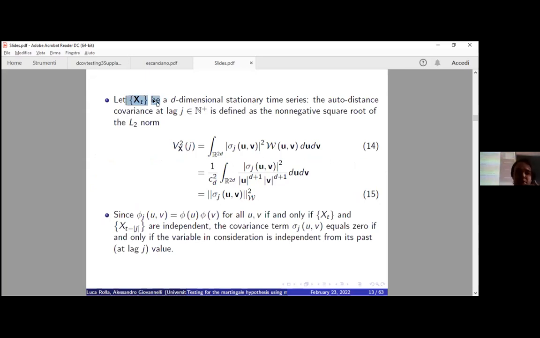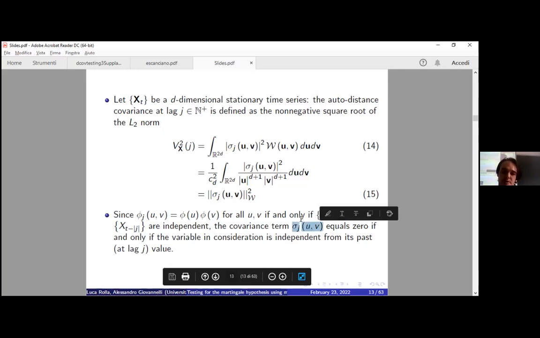Okay, auto-distance covariance is defined like this. Let xt be a d-dimensional stationary time series. We have basically the same definition. In this case, we have the same definition of the statistic. We are just computing a statistic between xt and its lag xt minus j. And again, we have this covariance term. This one is important.